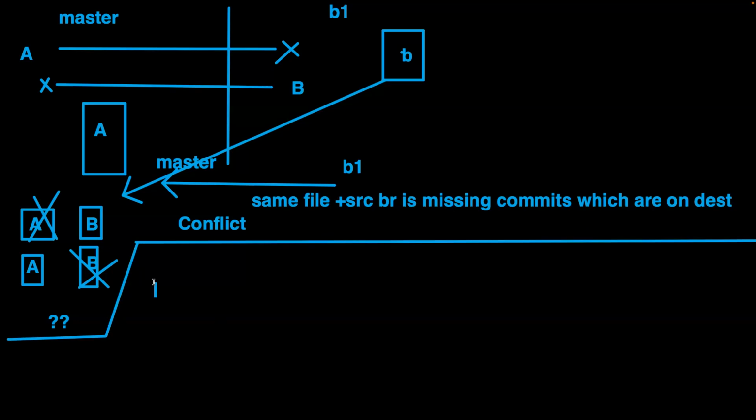Take the same example. Suppose there's a commit A on master. You created a branch B1, so you get A also. Then you made some commit. Do you get a conflict here even though it's the same file? No. So this is what I'm saying. Let's say you made a branch immediately, so commit A will be there in B1 also. You don't get a conflict in such cases. So same file, and if source is missing some commits which are there on destination, you will get a conflict. Conflict is a way Git is telling you that it is missing something, right? That's all.